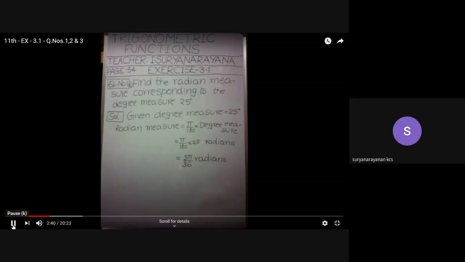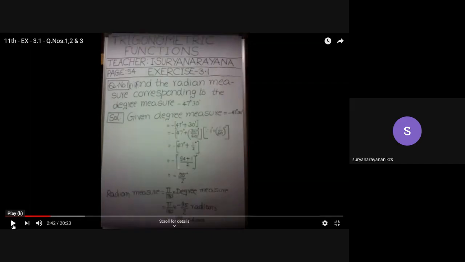Understood, my dear children? Understood this question number 1? How to convert an angle in degree measure into radian measure? You have to remember that formula. Radian measure is equal to pi by 180 into degree measure. That formula should be learnt well.